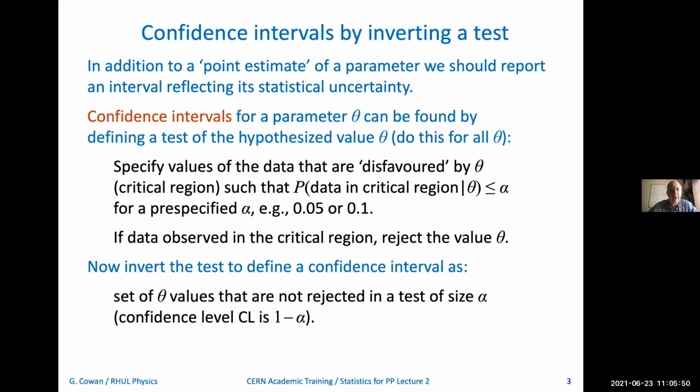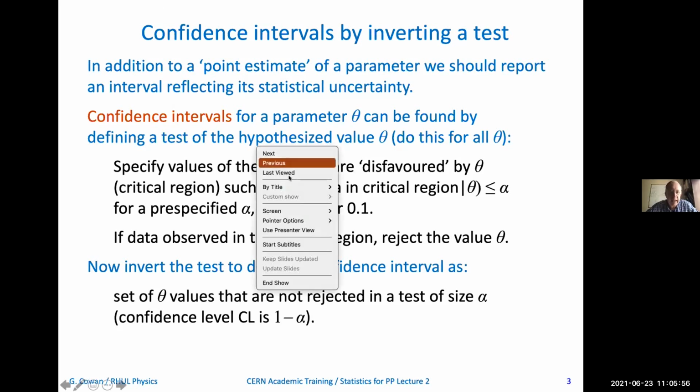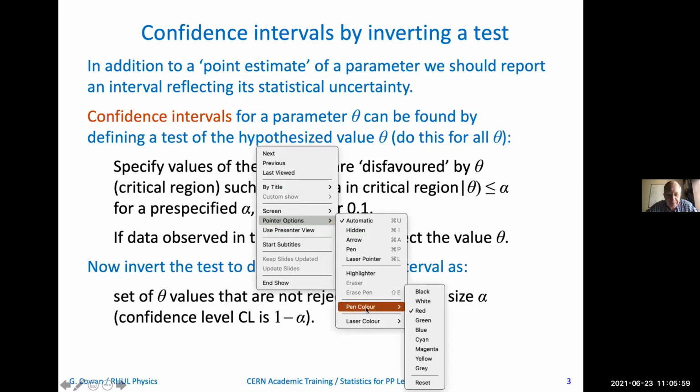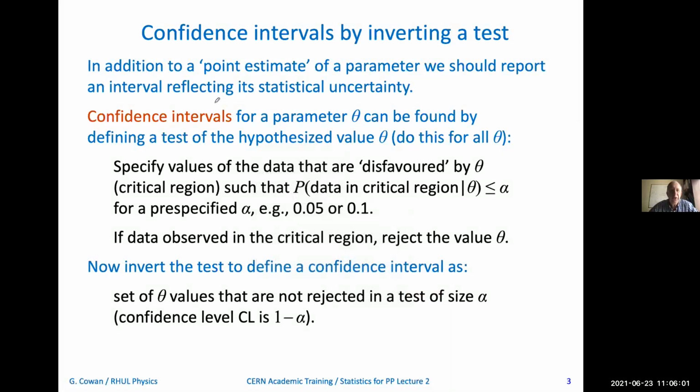And so let's suppose that I have a parameter theta. That constitutes a hypothesis. That is to say, that parameter lives in the context of some probability model for some data. And so what I want to do is set up a test of that hypothesized value of theta. Now let's focus first on an individual value of theta. Once I've figured out how to do that, I'm going to repeat the exercise for all values of theta.